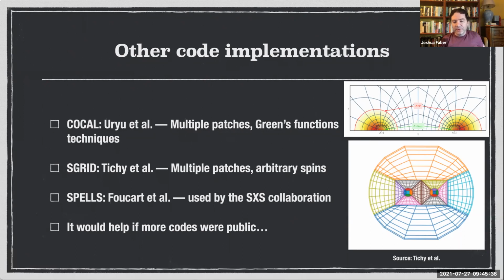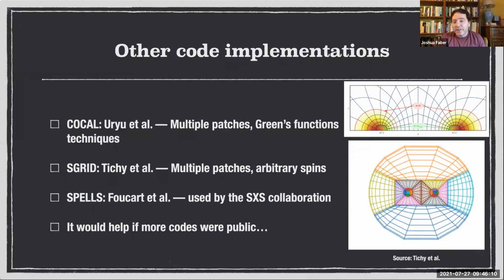There's also the SpEC code. Again, this is the kind of multi-patch code. This is used by the SXS collaboration, Caltech and Cornell and others. It was written by Foucart et al. One important thing, it would certainly help if more codes were public and easily available. It's awfully hard to talk about the internal workings of a code when it's not public, because you really don't get to see into the guts of the mathematics to see how it works and tinker.